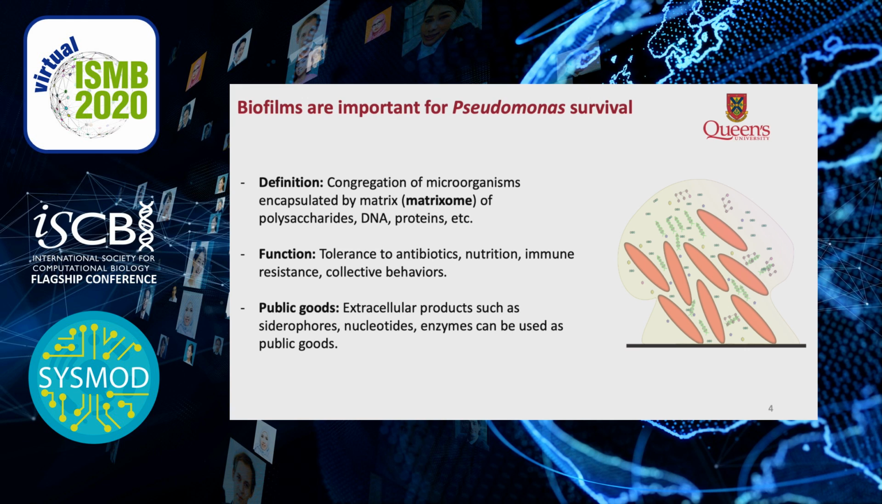Biofilms are congregation of cells within a matrix composed of DNA, polysaccharide, and other compounds. They make bacteria more tolerant to antibiotics, help bacteria develop immune resistance, and provide a framework for collective behavior. Within biofilms, extracellular products such as siderophores, nucleotides can be used as public goods. That is, products that are secreted by one member of the biofilm can be consumed by another member of the biofilm.